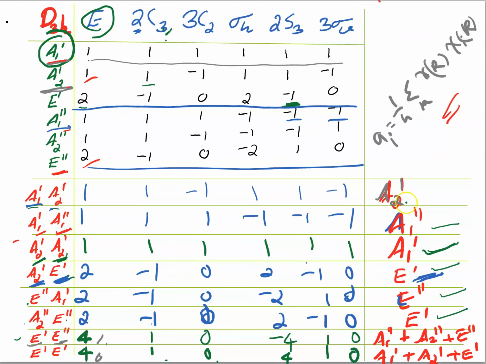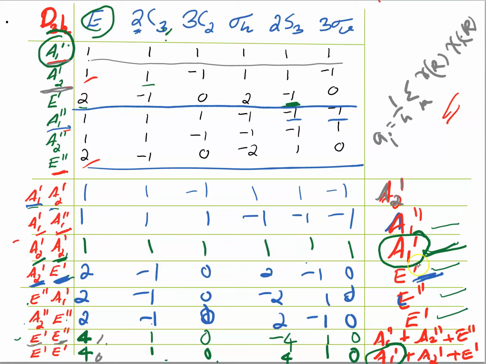A1 dash with A2 dash, we get A2 dash. That is not totally symmetric. We get only a totally symmetric representation in two cases. That is, A1 dash is the totally symmetric representation that we get in two products, one here and one here.